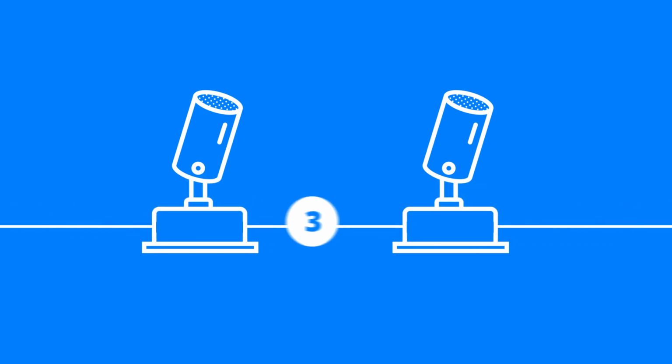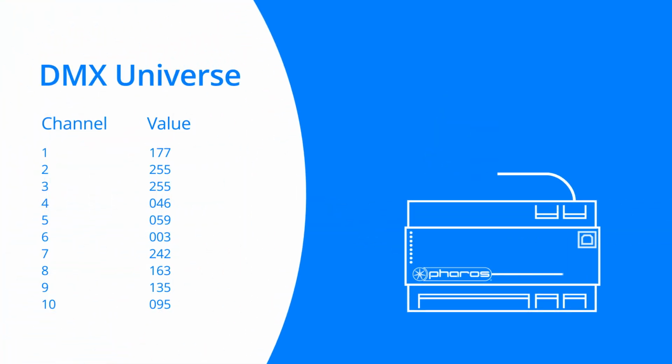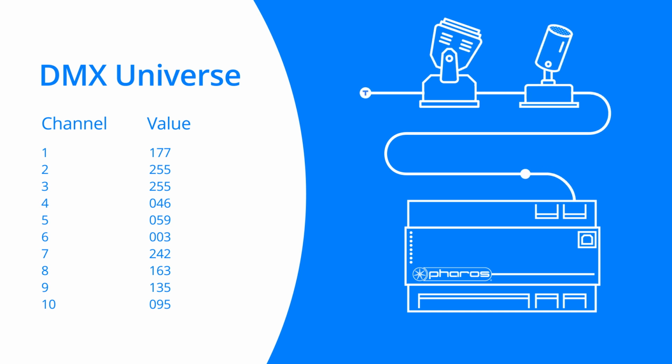There's no way of knowing what each channel value represents just from observing the DMX frame. Each device observes the channels it's programmed to follow, responding to channel values according to the mode it's been set to. The device ignores channels it's not being programmed to follow.